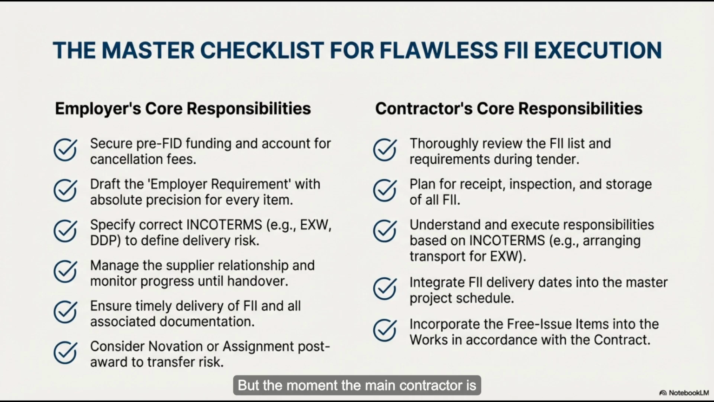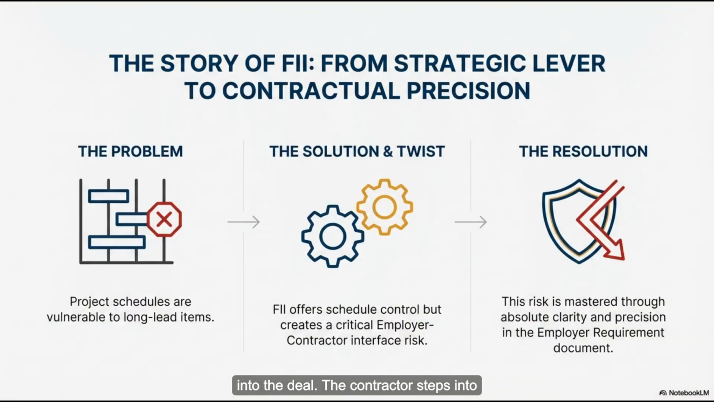But the moment the main contractor is hired, the employer says, okay, see this purchase order for the compressor? It's yours now. They just hand it off. They legally substitute the contractor into the deal. The contractor steps into the employer's shoes. Suddenly, the supplier answers to the contractor. So if the compressor's late after that point? It's the contractor's problem to manage. The employer washes their hands of the interface risk.